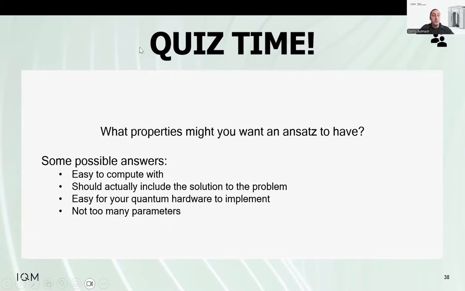Yeah, so I've got a few of those answers prepared, but other people are giving all sorts of other good ones. So we should be able to compute with this ansatz pretty easily. If I have to do a really complicated quantum circuit, then that's going to make it really difficult to work with that ansatz on our quantum computer. We hope that the ansatz actually includes the solution to the problem. I'll talk about that more in just a second. We want it to be easy to work with on the hardware and not have too many parameters. So let's explore the part about actually containing the solution a little bit further for the moment.